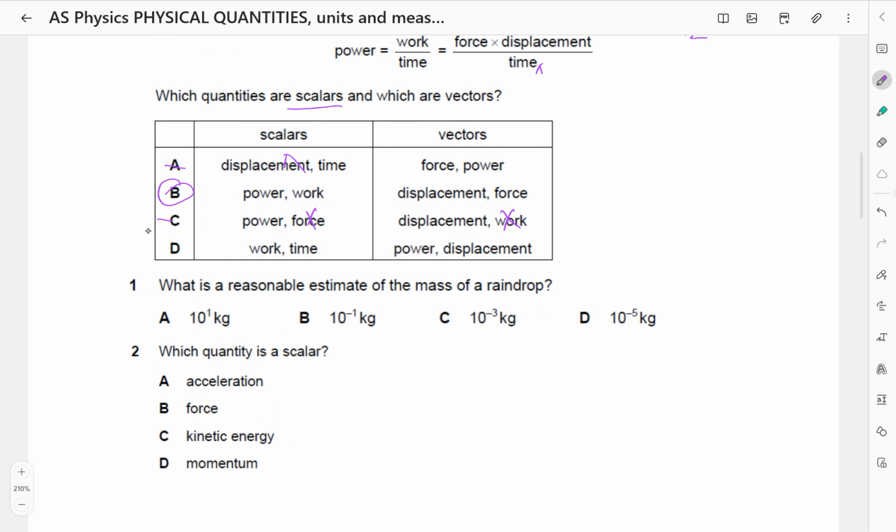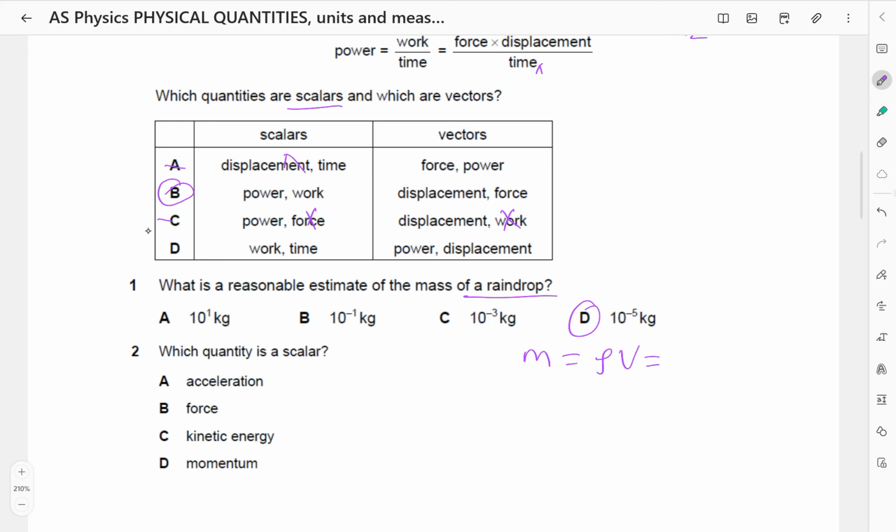What is a reasonable estimate for the mass of a raindrop? The mass of a raindrop. I think it is approximately 10 power negative 5 kilograms. Why? Mass is equal to density times volume.